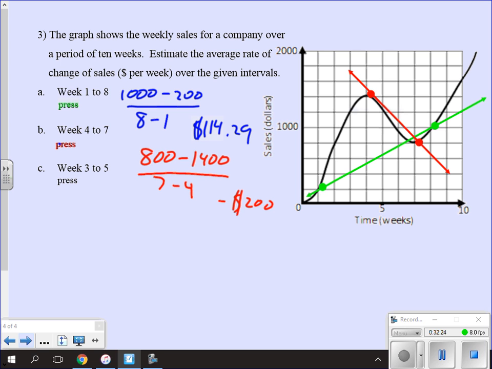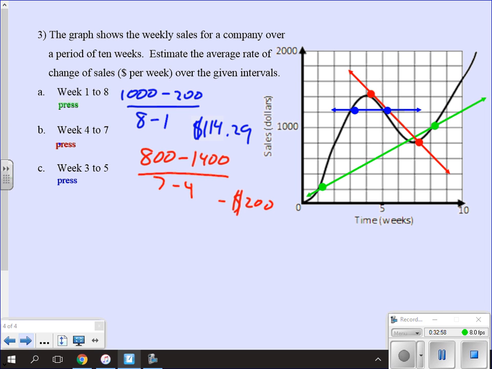Sometimes things suck. And if you have enough savings put away or money socked away, losing a couple $100 a week for a little while isn't going to kill you. Maybe. And then week 3 to week 5. What is the average sales for that time? 0, because the y-coordinate's the same for both of them. There is no change. It's a nice little horizontal thing.